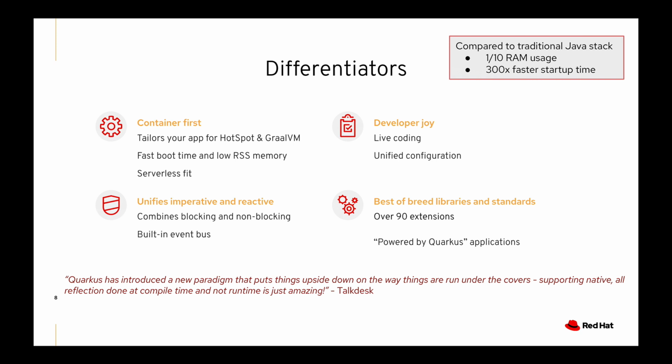And once it's running in developer mode, any change you make to the application source code, to your resource files, once you save them and hit the application again, the application automatically gets recompiled, redeployed, and your changes are available instantly within your application. And as I said earlier, it uses the best of breed libraries and standards. There are about 90 extensions to the Quarkus ecosystem as we speak.